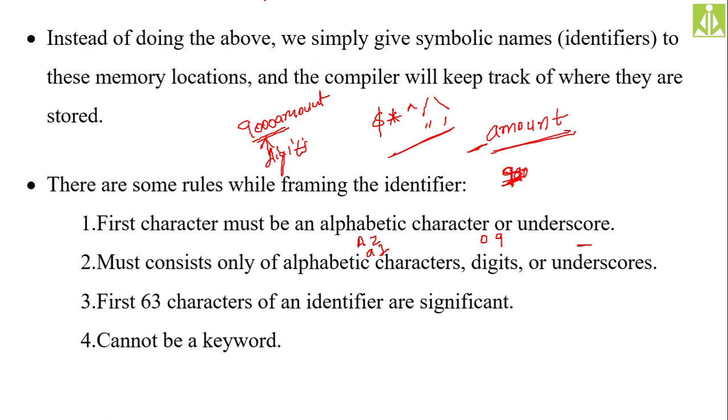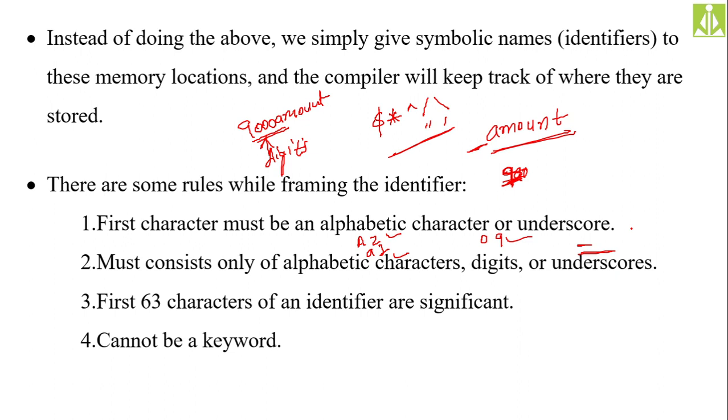What is allowed I told you, and what is not allowed, that also I told you. Only the alphabetic characters, that is capital A to capital Z and small a to small z, and digits 0 to 9, and the underscore symbol. Only these things are allowed when you are framing the identifier. No other special character is allowed.